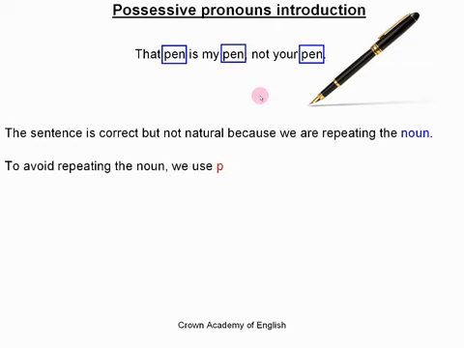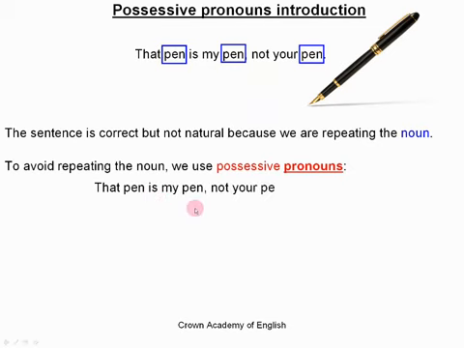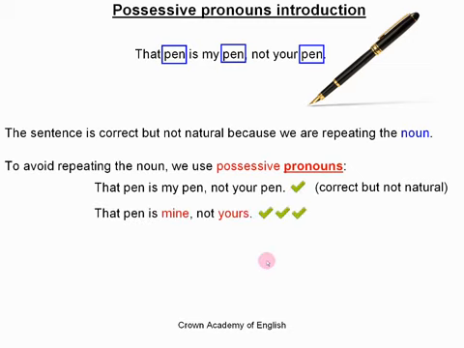So to avoid repeating the noun, we can use possessive pronouns. For example, so here is the old sentence. That pen is my pen, not your pen. So, as I have said, it is correct, but not natural. So the solution is that pen is mine, not yours. And this is much better.